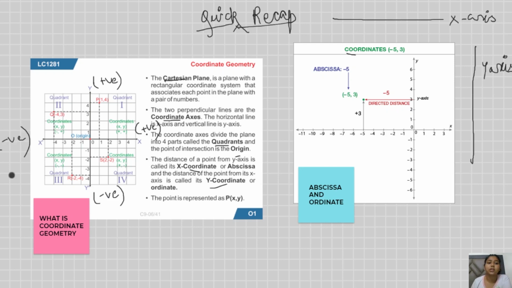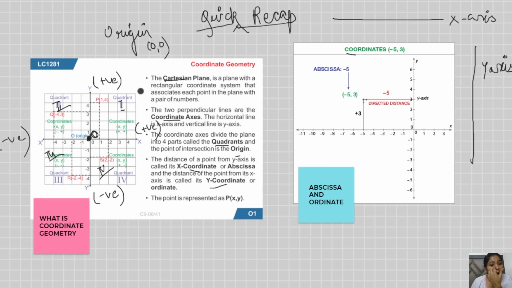Now these are the areas covered by these axes, and these areas are known as quadrants. There are 4 quadrants. This is quadrant number 1, this is quadrant number 2, this is quadrant number 3, and this is quadrant number 4. These two lines intersect at a particular point in the center, which is known as the origin, and the coordinates of the origin are (0, 0).